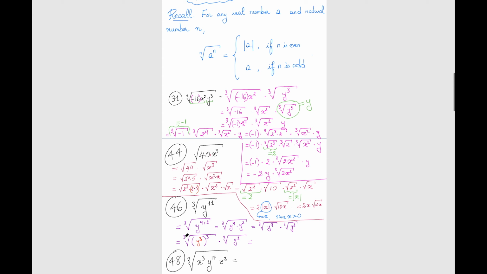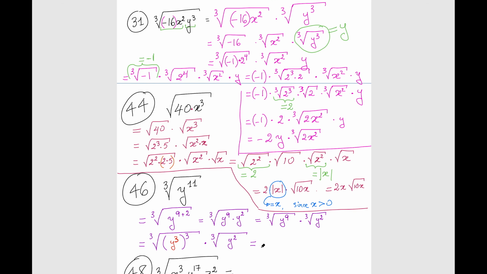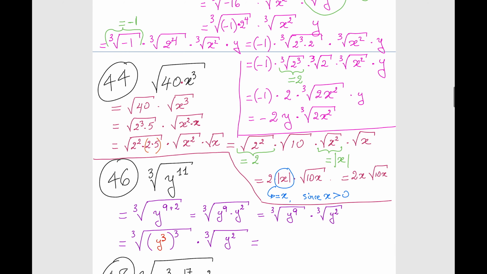This looks like the third root of something, the red part, cubed. So the structure is the same, where n is odd. So what do we get? We get that this guy is simply the a, and the a is the red part, which is y cubed. Correct? Okay. So this is y cubed times the third root of y squared.